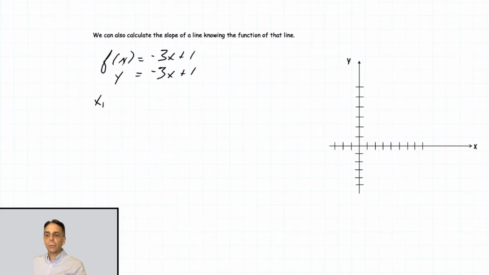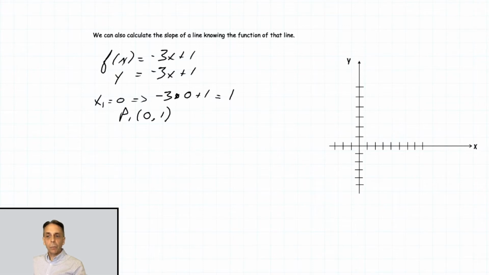The easiest one would be to start with x1 equals 0. x1 equals 0 gives us a y of minus 3 times 0 plus 1, which is equal to 1. So we already have our first point. P1 is given by coordinates 0, 1.